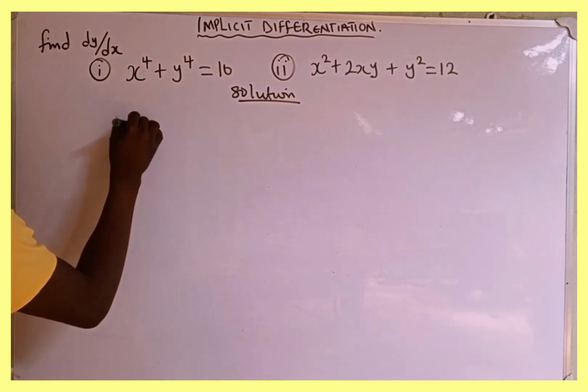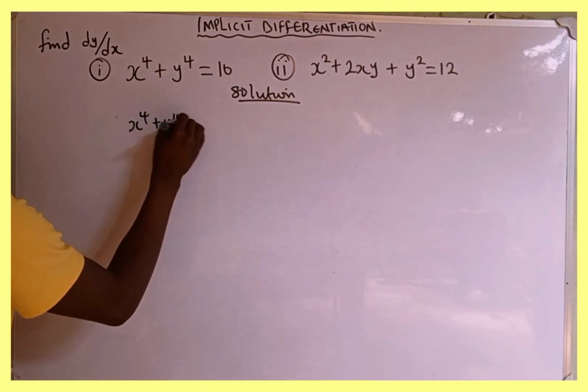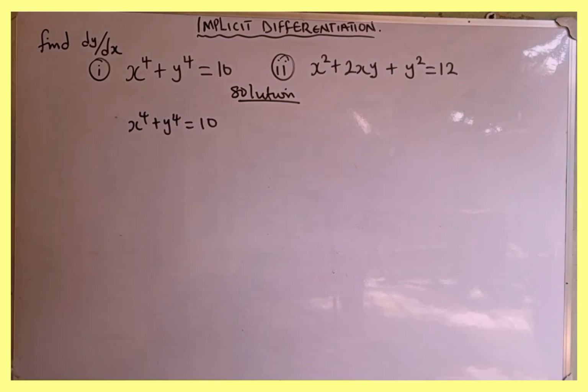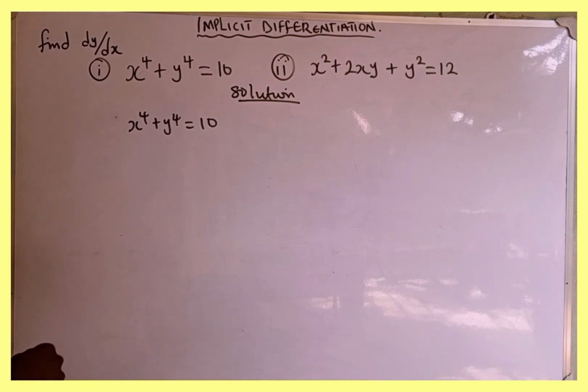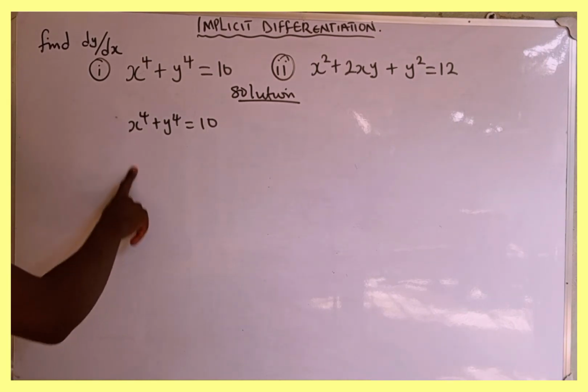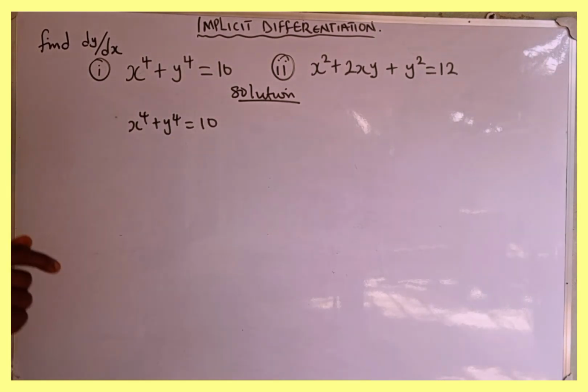So the first one we have x to the power of 4 plus y to the power of 4, which is equal to 10. To get the dy over dx of this function, what we are going to do is differentiate with respect to x, and anywhere we see y, we differentiate with respect to y, but we add dy over dx. So this is implicit differentiation.